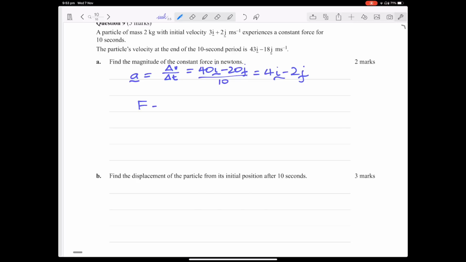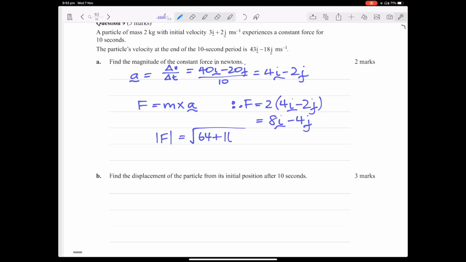Our force is equal to our mass times acceleration. Acceleration is that, and our mass is 2. So our force is 2 times 4i minus 2j, which is 8i minus 4j. But it says find the magnitude of the force. So the magnitude is the square root of 64 plus 16, which is 80, which is 16 times 5, so 4 root 5 newtons.